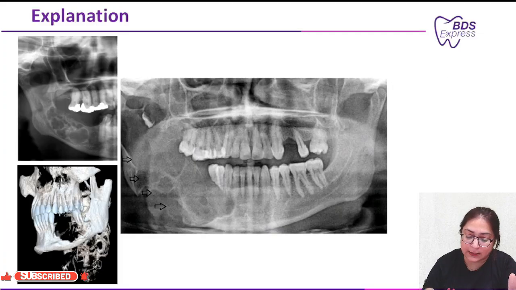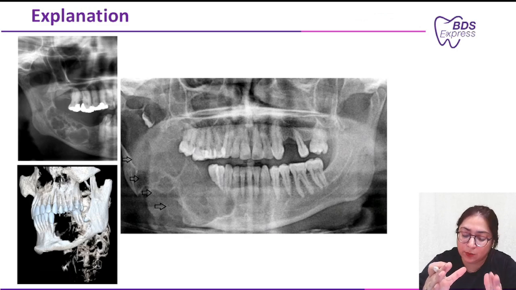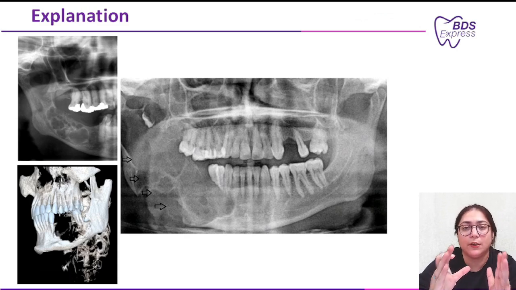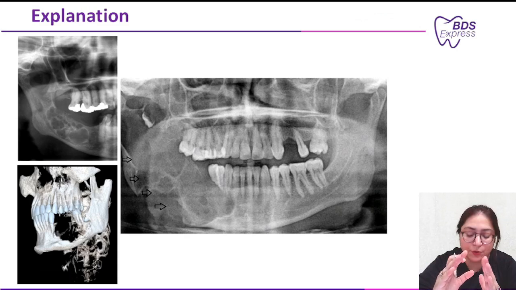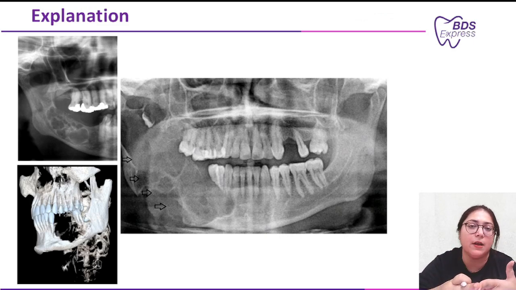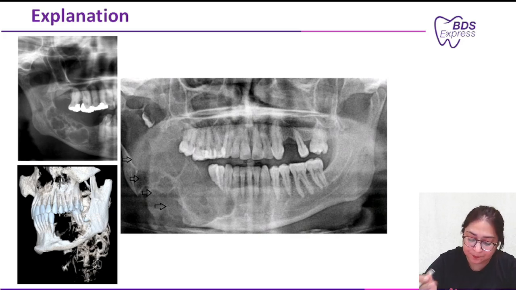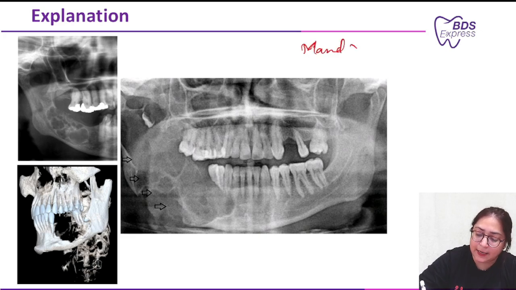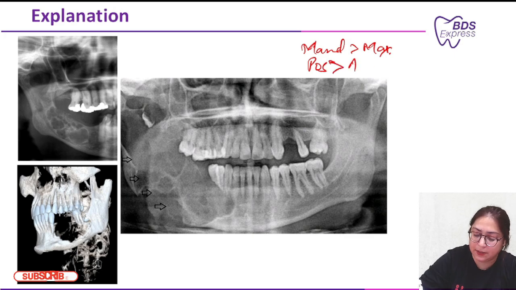Now the correct answer is, okay, so first of all, let me tell you that ameloblastoma itself is a huge topic for me to cover within 2 to 3 minutes. It's quite impossible. So we are just focusing on the radiographic appearances of the ameloblastoma. So ameloblastoma, it's an odontogenic tumor. The most common location is the mandible, and in mandible also the posterior region as compared to anterior region.